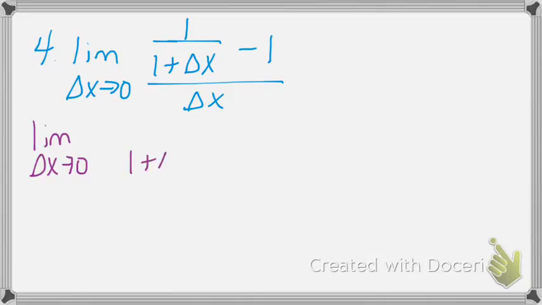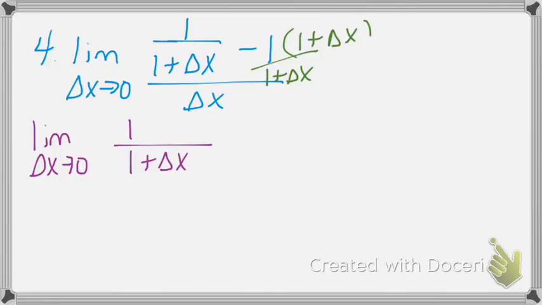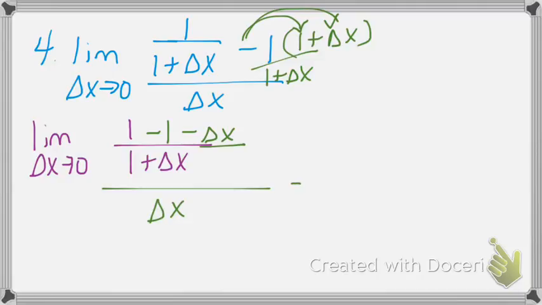I already have a 1 plus delta x on the bottom of that term, so that's a 1 on top. And then I need to make this be 1 plus delta x on the bottom, which means I multiply by 1 plus delta x on top. I need to be really careful here because that minus in front of the 1 goes to both pieces. So that makes minus 1 minus delta x. And then we still have our delta x on the bottom.